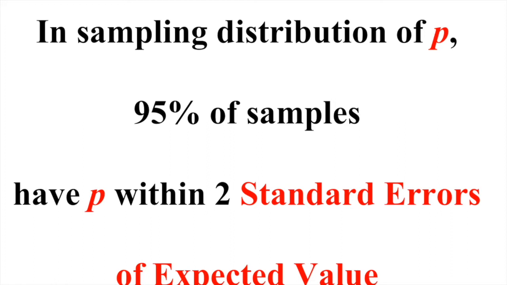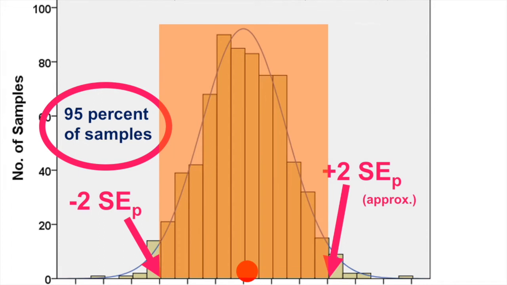That means that in the sampling distribution of p, 95% of samples will have a value of p within 2 standard errors of the expected value. So 95% of the samples are in the shaded rectangle. And to put it another way, 95% will fall within 2 standard errors of the expected value. Or even another way, 95% of these samples have a p that is between 0.52 and 0.58.